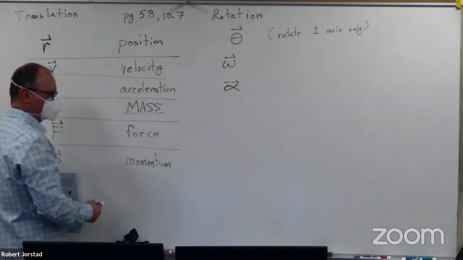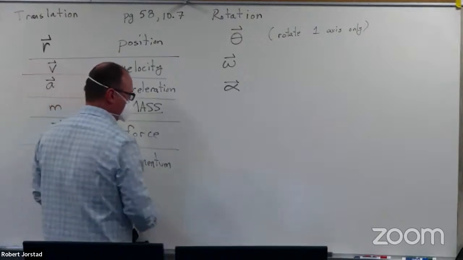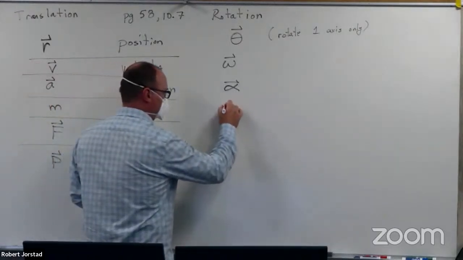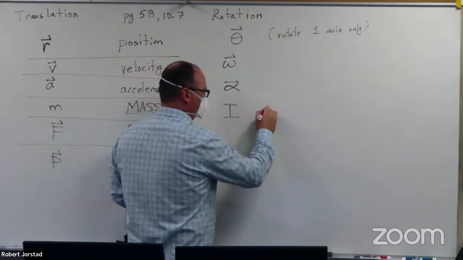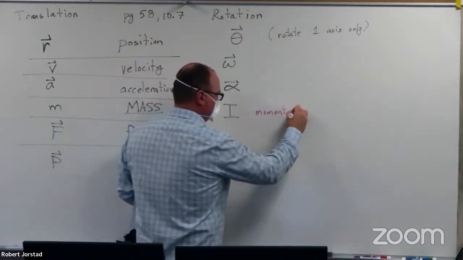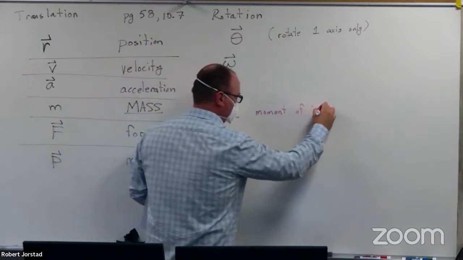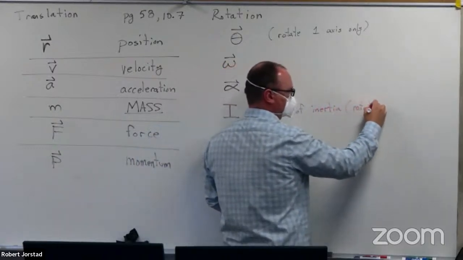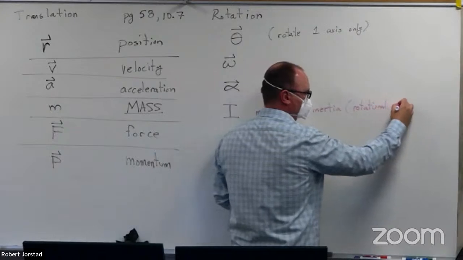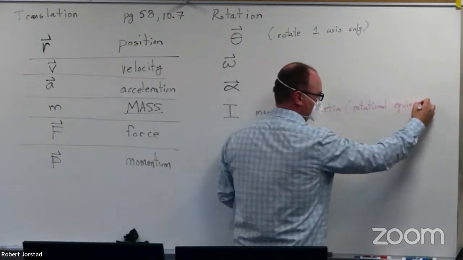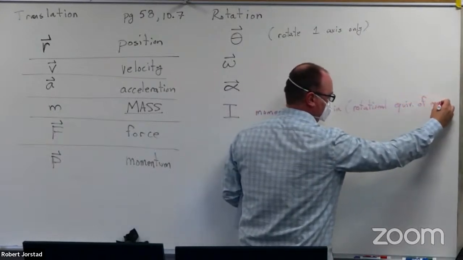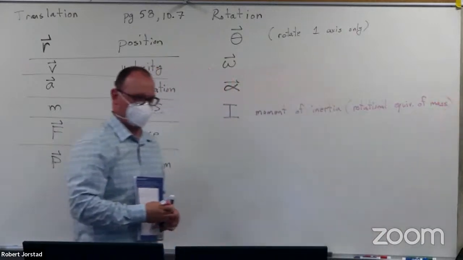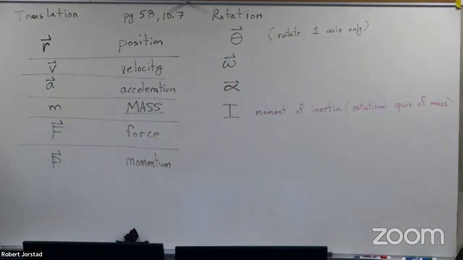Mass is something new, and that's what our lecture is today. It's called moment of inertia. You could call it the rotational equivalent of mass. I'm going to get lazy sometimes and say rotational mass.